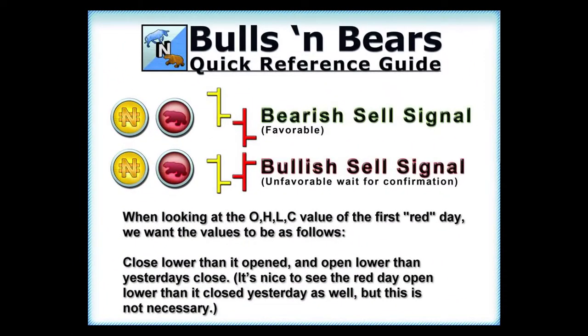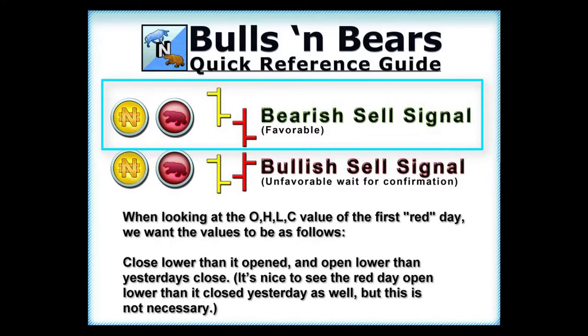Now let's talk about bullish and bearish sell signals. A bearish sell signal is a yellow price bar followed by a red price bar, where the red price bar's close is lower than the yellow price bar close. Optimally, lower than the yellow price bar's low. Again, for best results, this is the signal we want to see before entering the market with a short position.